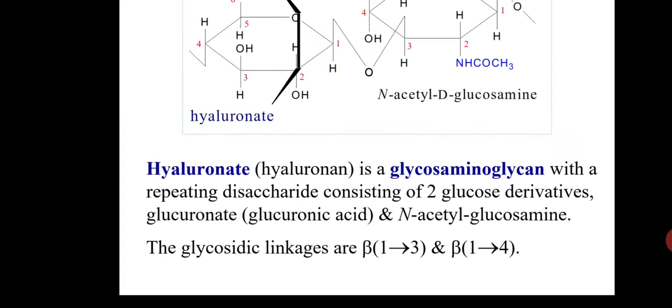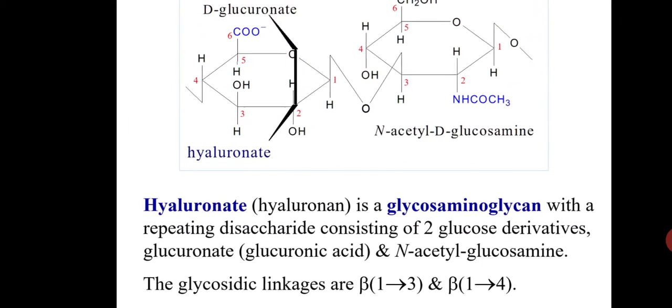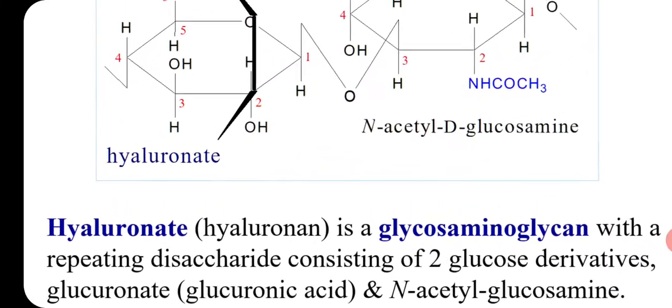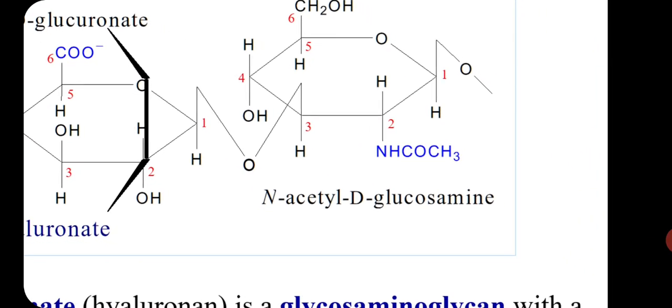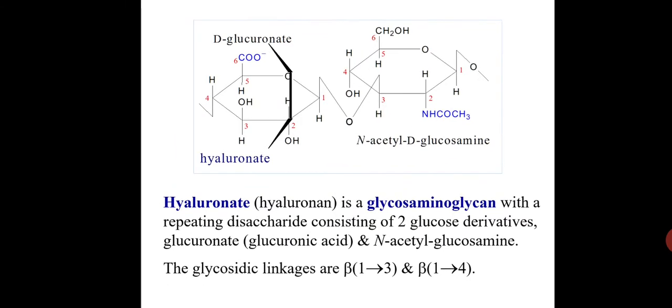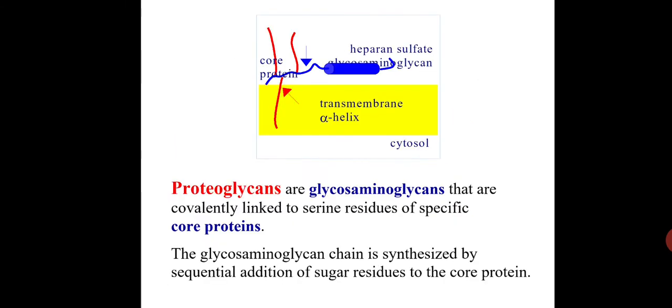And the glycosidic linkages are beta 1,3 and beta 1,4. You can see over here, beta 1,3 is easily visible and beta 1,4 is also easily visible, okay. So hyaluronate is one such specialized polysaccharide which is a glycosaminoglycan, okay.